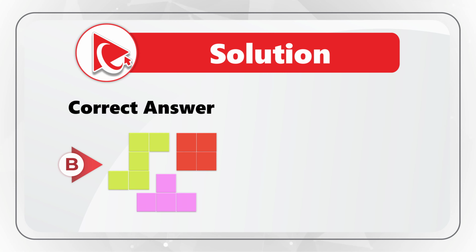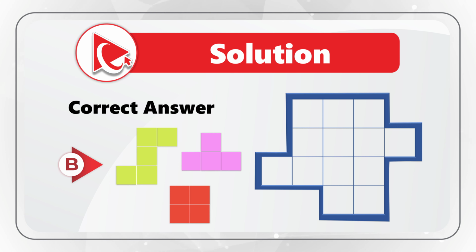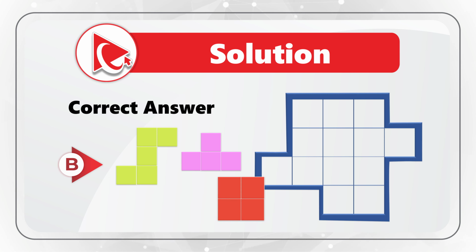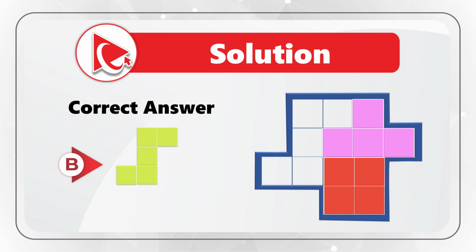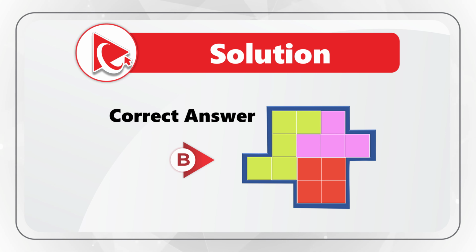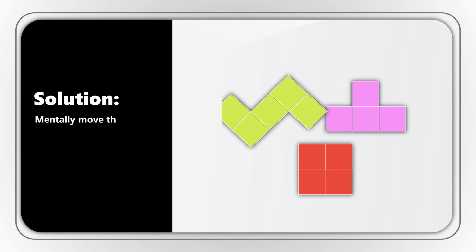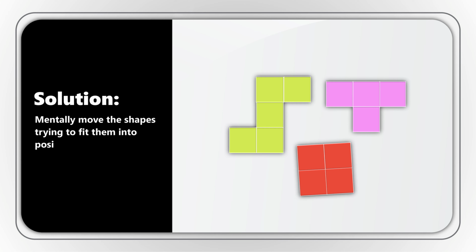I believe the correct answer here is choice B, and let me explain why. If we rearrange shapes in the answer and try to fit them in one by one, we get the perfect fit. Let's fit the first shape, second shape, and then the third shape. Do you see how it fits perfectly? Obviously, the trick is to mentally move the shapes, trying to fit them into position until you find the correct answer. And it's hard to do it during the test.